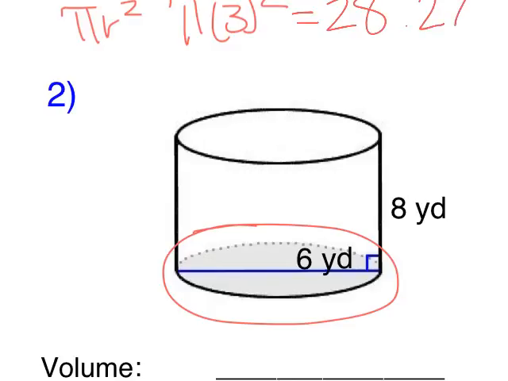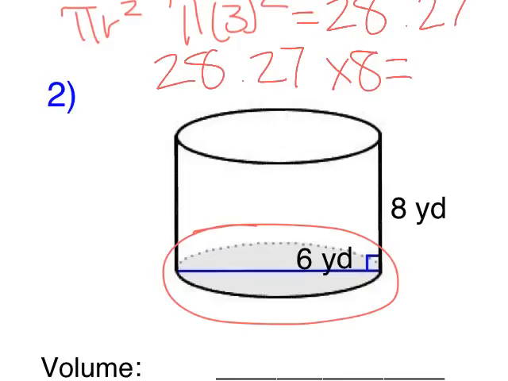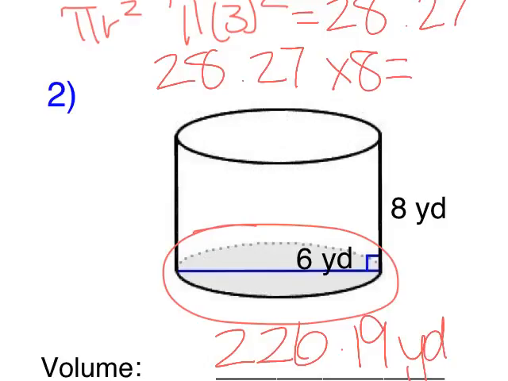So now that we've got our base figured out, our area of that, we can then multiply that by the height. So our height is 8 yards, so we take 28.27 times 8, and that will give us our volume, which is going to be 226.19. So 226.19 yards cubed.